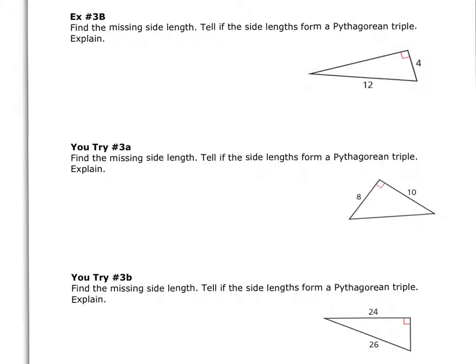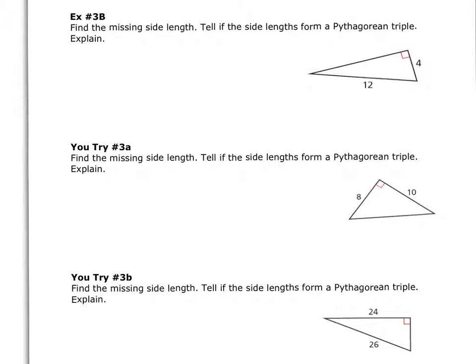Hey guys, this is part 2 of Pythagorean theorem, and this time we're going to learn how you can find the third side if you're given the hypotenuse and one leg. You'll also learn how to decide if a triangle is right, acute, or obtuse based on the side lengths. Okay, so let's go ahead and start with the first one here.